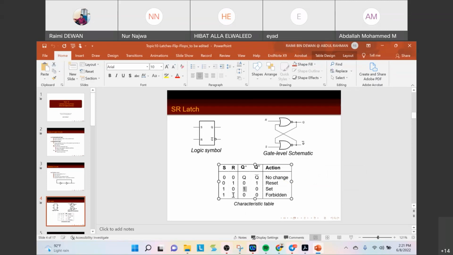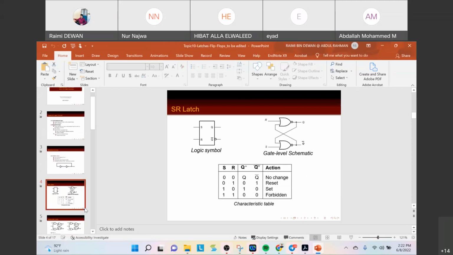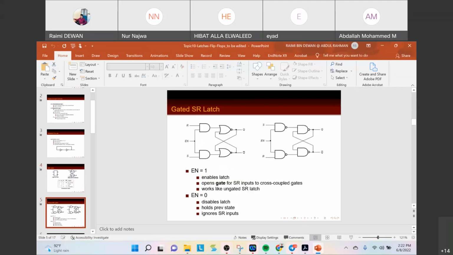However, for the SR latch, the forbidden state is entered when both S and R are equal to 1. You cannot have S and R at 1 at the same time. Because if you have this forbidden condition, your Q plus will be 0 and Q bar will be 0. It's not possible because Q bar is supposed to be the inversion of Q. So this is the forbidden state.